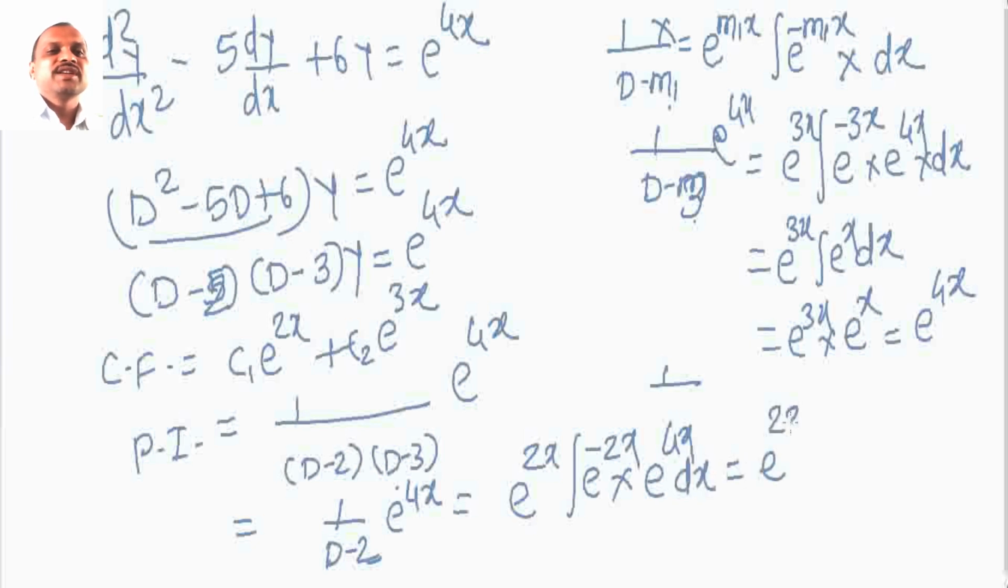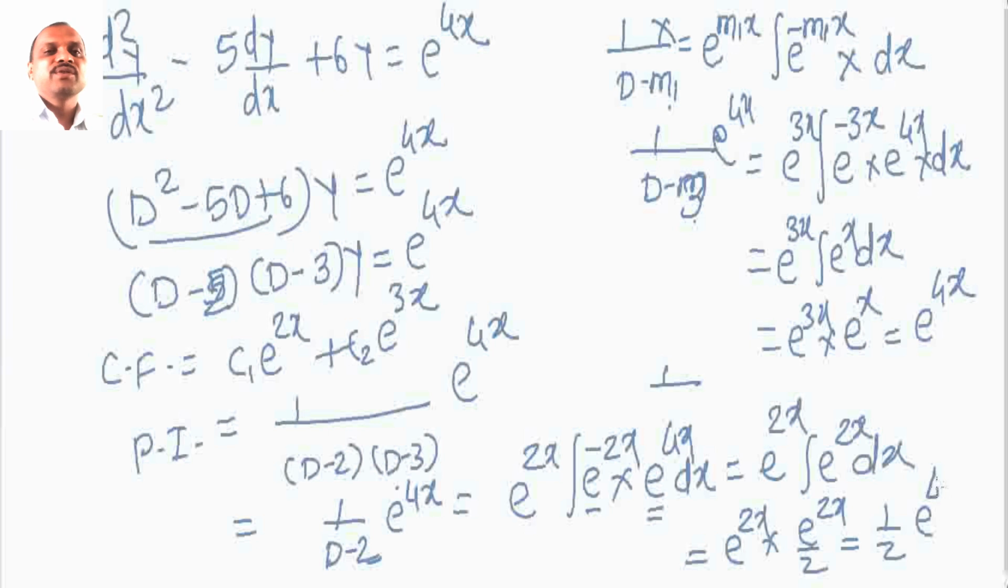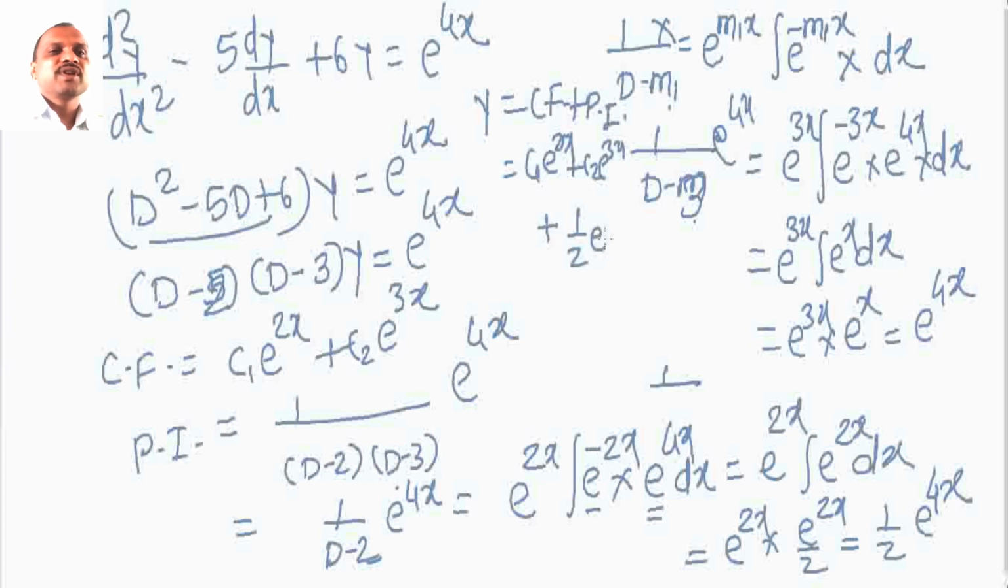So here we get e raised to 2x into the integration of e raised to minus 2x and e raised to 4x, that is, integration of e raised to 2x dx, equal to e raised to 2x into e raised to 2x divided by 2. So this is 1 by 2 into e raised to 2 plus 2, that is 4x. So this is the particular integral, and hence the complete solution of this equation is y equal to complementary function plus particular integral. Complementary function c1 e raised to 2x plus c2 e raised to 3x, plus particular integral 1 by 2 e raised to 4x.